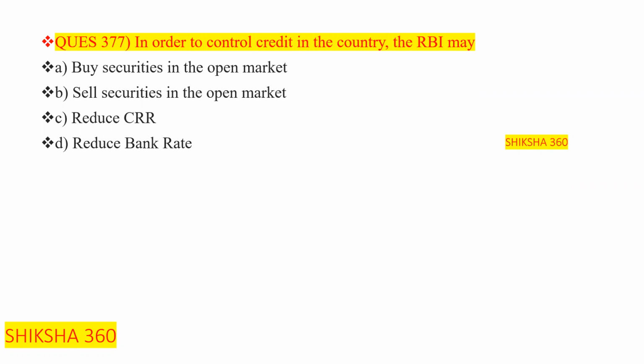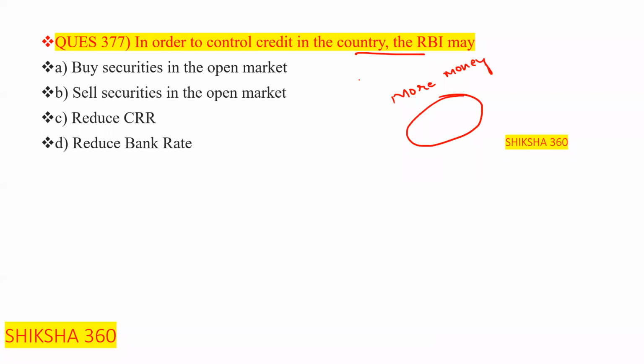First option is buy securities in the open market, sell securities in the open market, reduce CRR, reduce bank rate. So in order to control credit in the country, it means that there is more money in the market. Basically, there is more money in the market.